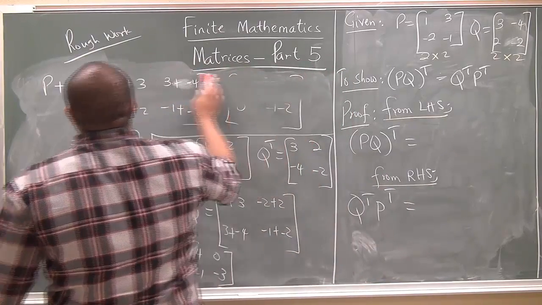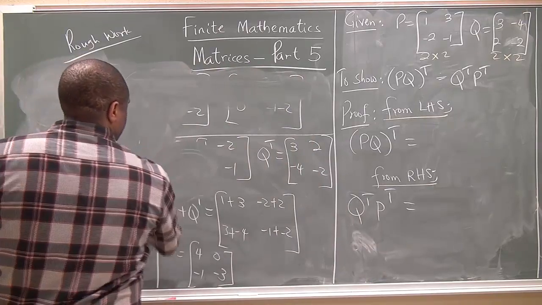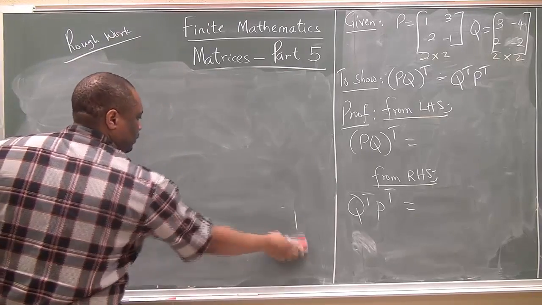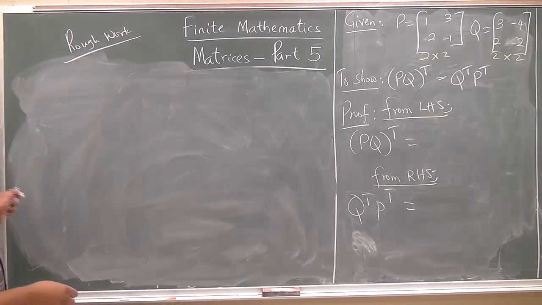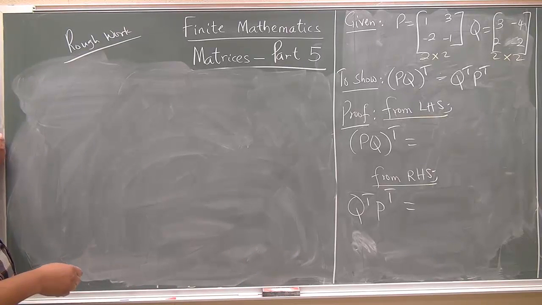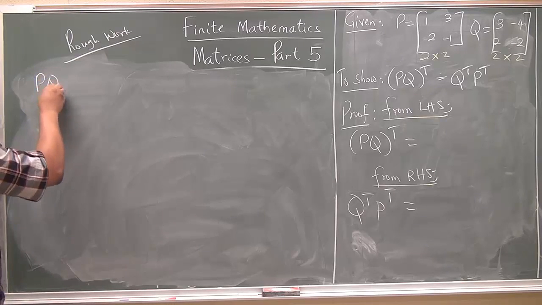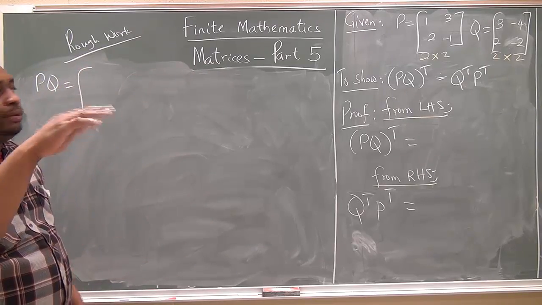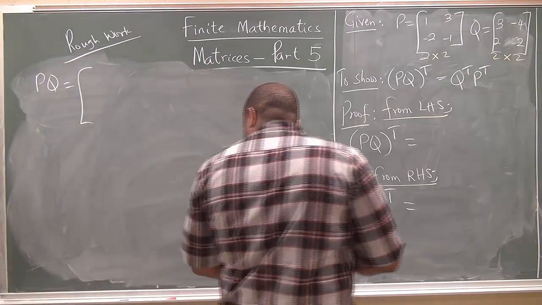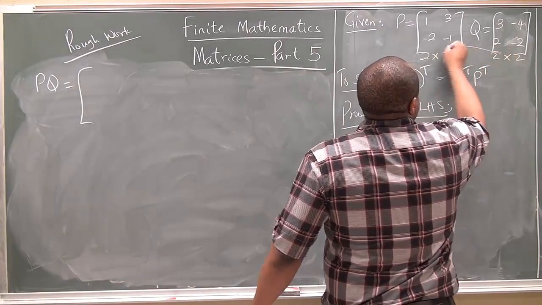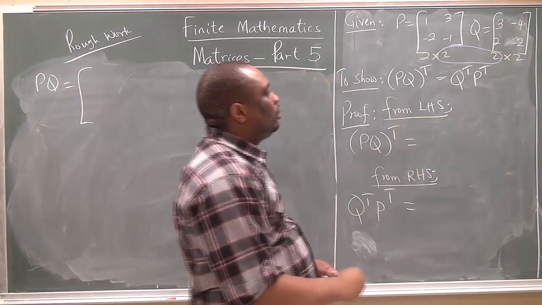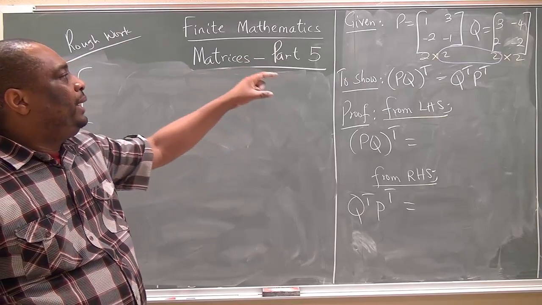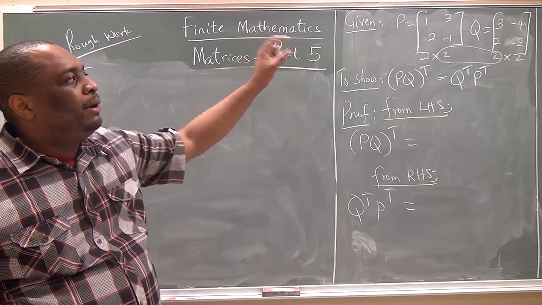We solve this as usual. PQ first. Let's find PQ first. So PQ, of course, this is 2 by 2 and this is 2 by 2. So the product PQ will also be 2 by 2. It is conformable for multiplication because the number of columns of P is equal to the number of rows of Q. And the size of the product will be number of rows of P times number of columns of Q.